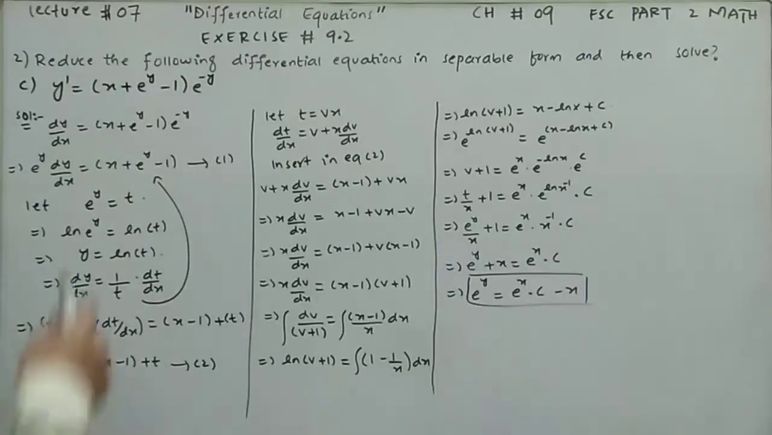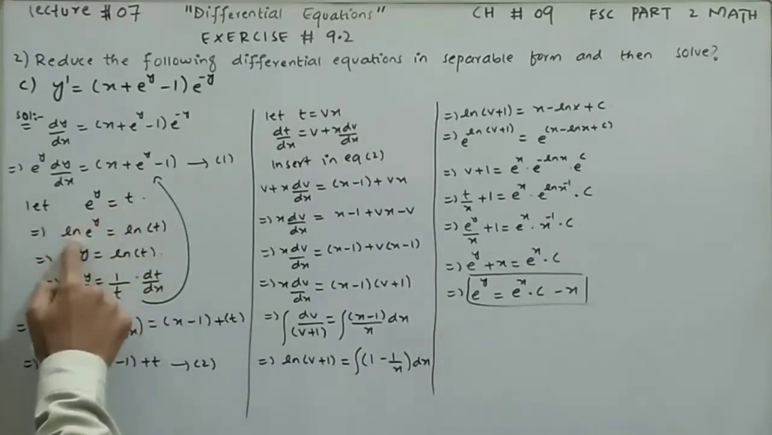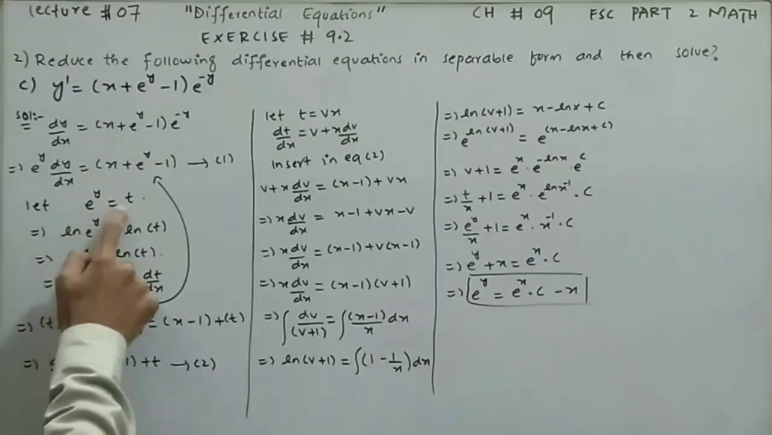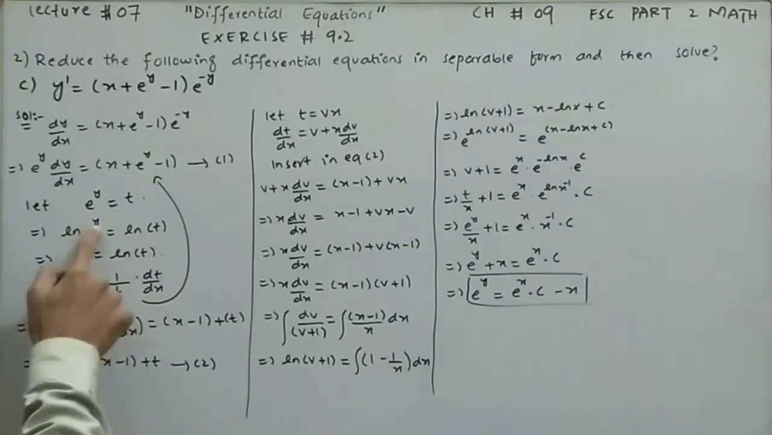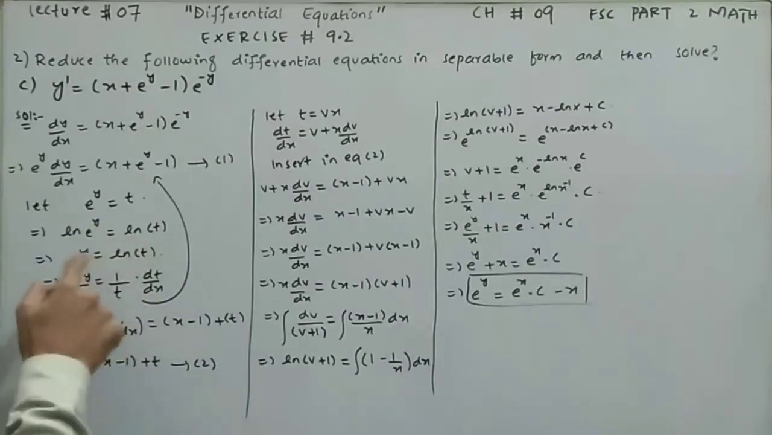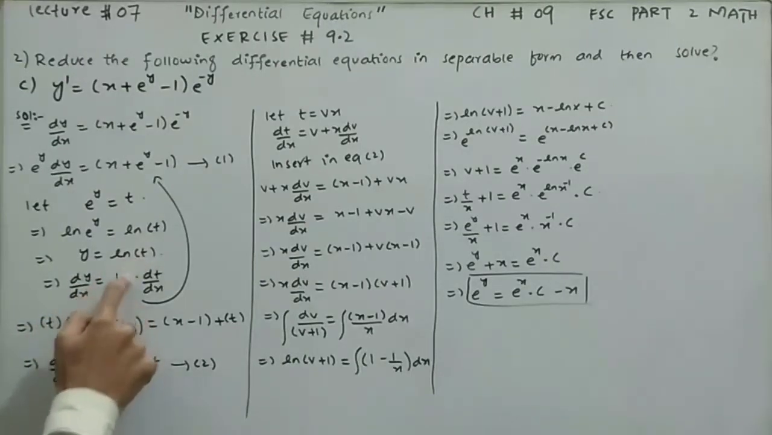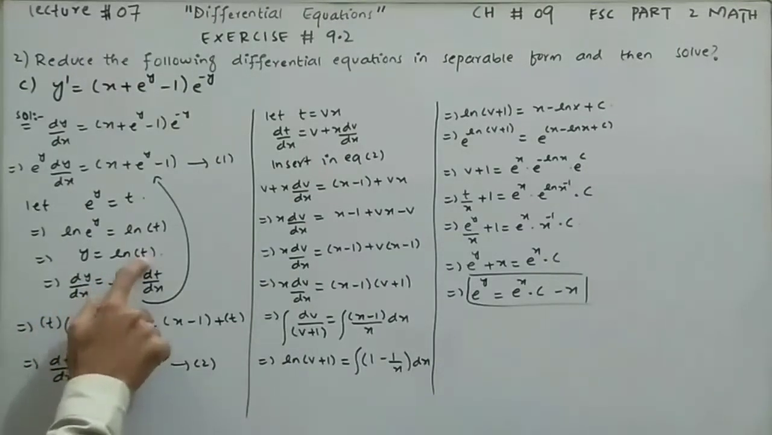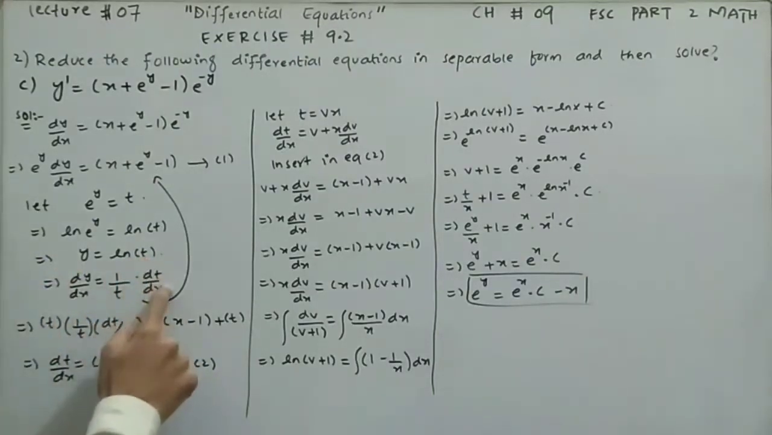Now I can solve this type of differential equation by using direct integration, so I will use a substitution. Let's suppose I consider e power y is equal to t. Take the natural logarithm on both sides, so it becomes ln of e power y and ln of t. ln and e cancel each other because they are opposites. We are left with y is equal to ln of t. Now differentiate y with respect to x, it becomes dy over dx. The differentiation of ln of t is 1 over t, but the inner function t differentiated with respect to x gives dt over dx.